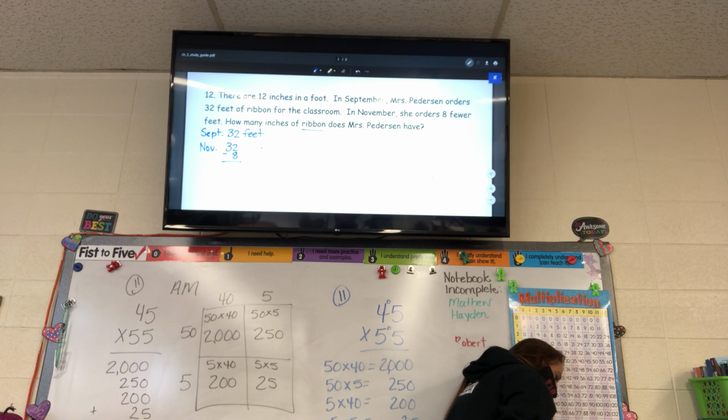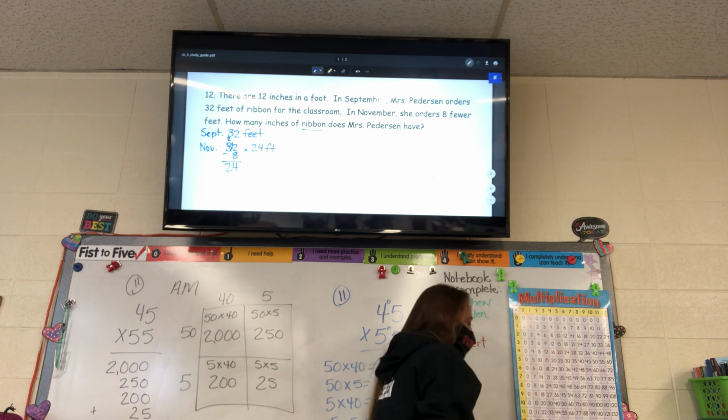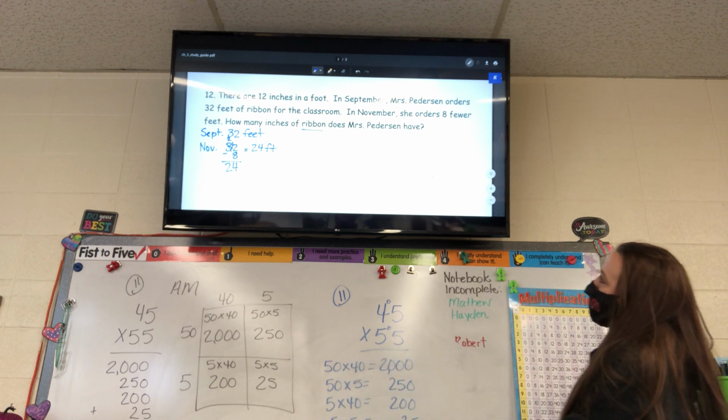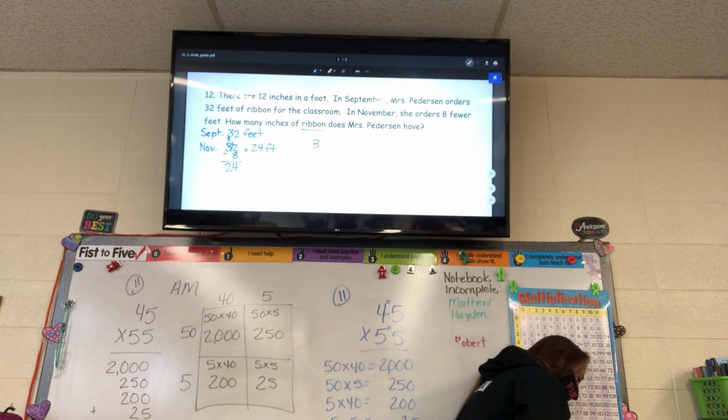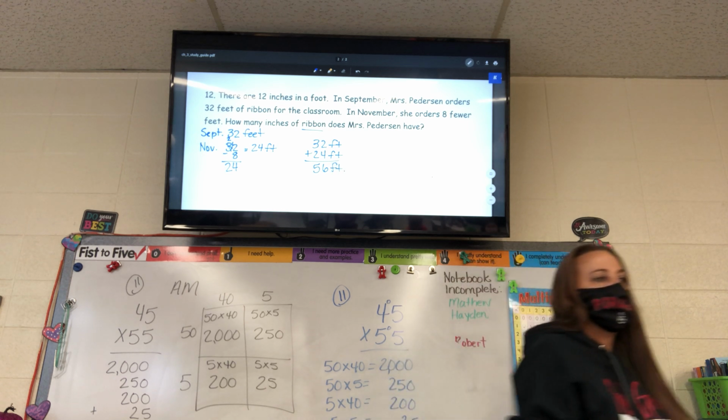Whoops. You can't, 2 minus 8, you can't do it. So I'm going to make that 3 a 2, and add that 1 in front of the 2, making it a 12. So in November, I got 24 feet. Okay? So it wants to know how many inches that I have. So first I've got to add 32 feet plus 24 feet, right? And that's going to give me the total amount of feet of ribbon that I have.